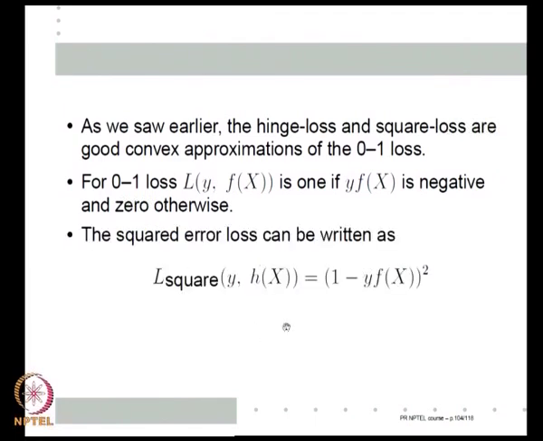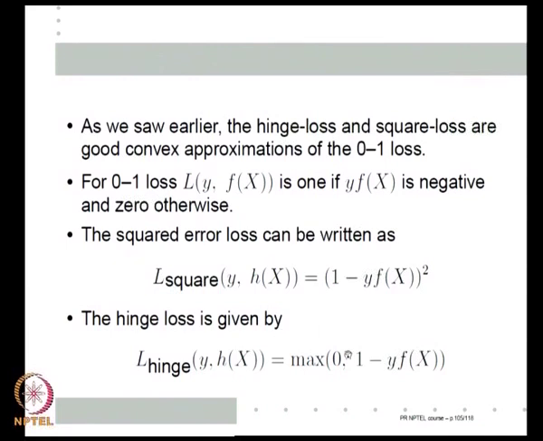As we already saw, square error loss can be written like this, because when y is 1, it is (1 minus f(x)) whole square, and when y is minus 1, it is (minus 1 minus f(x)) whole square, which is the same as (1 plus f(x)) whole square. So, this is the square loss function. This, as we have seen, is the hinge loss.